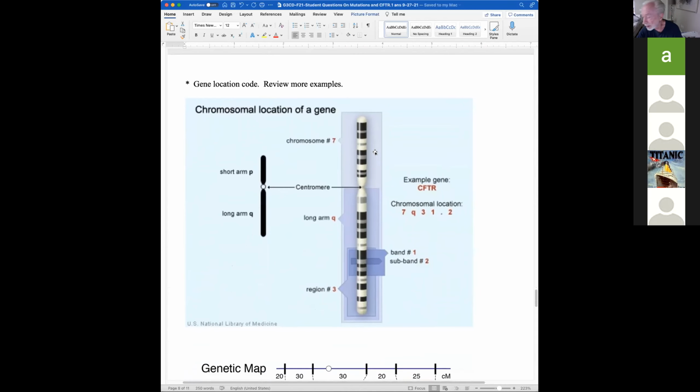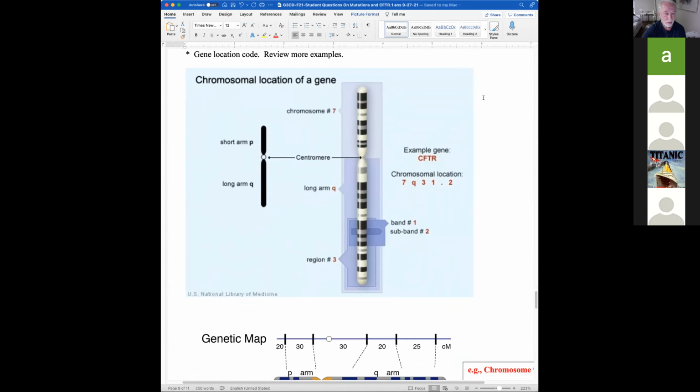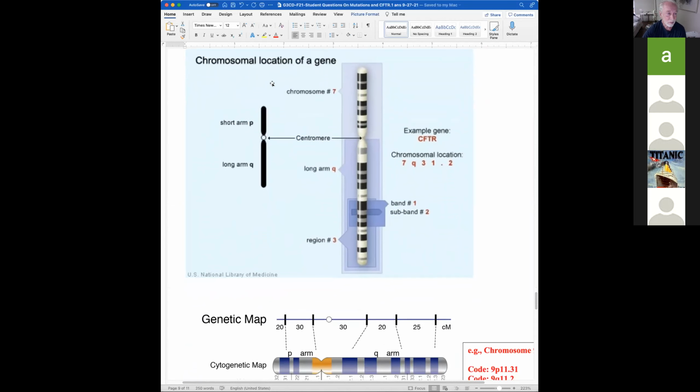There was a question about the chromosomal location of genes, this code. And I show you, once again, you've seen this before. This is the chromosomal location of the CFTR gene. It's on chromosome 7. So in the code, the first indication is 7. That means it's on chromosome 7. The next is the letter Q. There are 2 arms for each chromosome. The short arm is called P. The long arm is called Q. So CFTR is on the long arm.